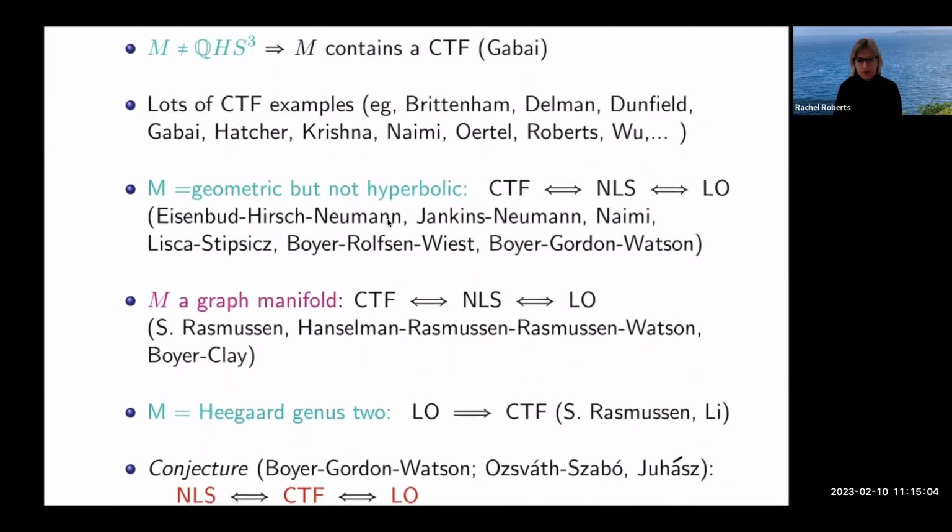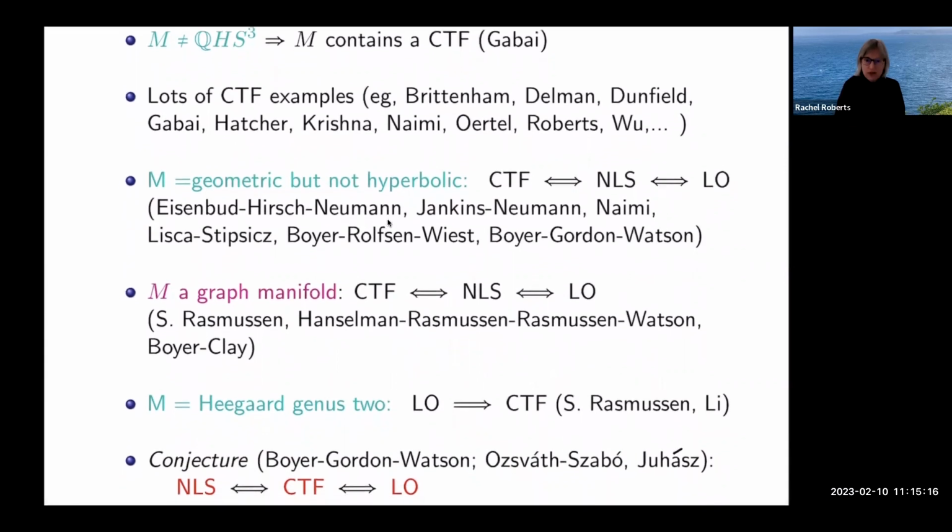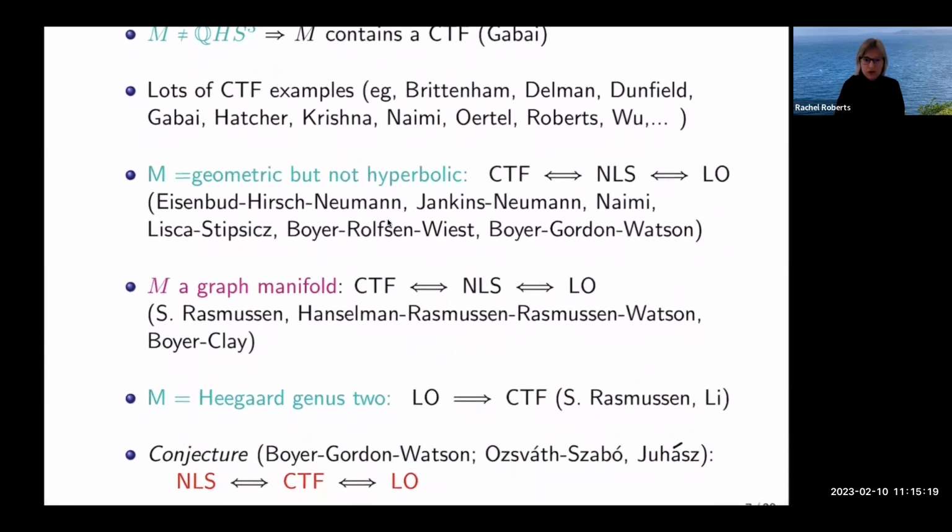Yesterday, we heard from Tao Li. Sarah Rasmussen proved a weaker version of this. And then Tao Li gave a really nice proof that we saw yesterday that left orderable implies that there's a co-oriented taut foliation in the case that your manifold is Heegaard genus 2. And so we have this conjecture, which has been spoken about already, that, thinking about rational homology spheres and irreducible manifolds, NLS is equivalent to CTF is equivalent to LO. So somehow analytic, topological, and algebraic information are all telling you the same things.